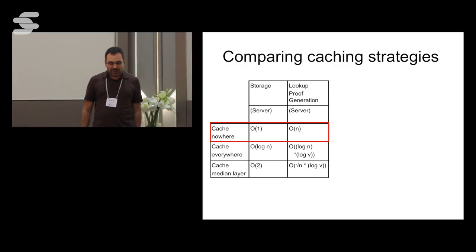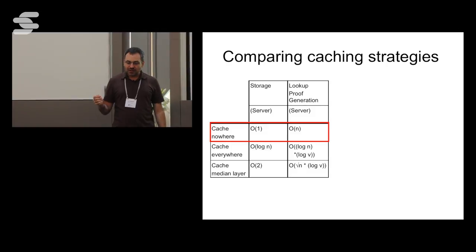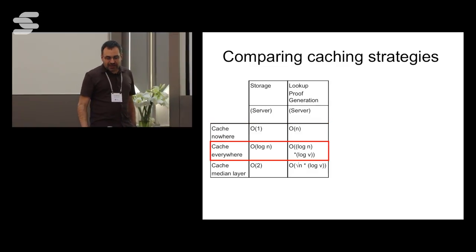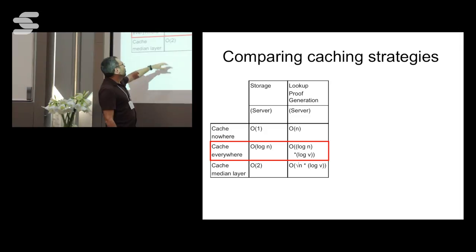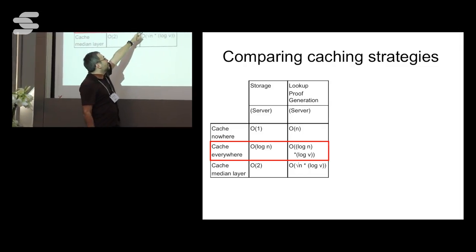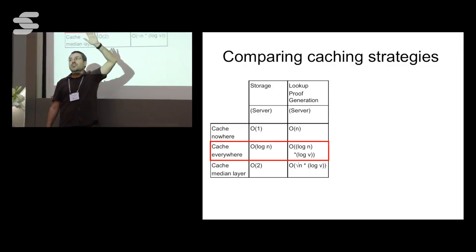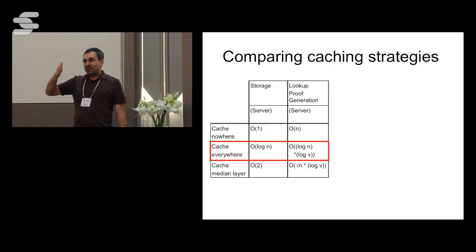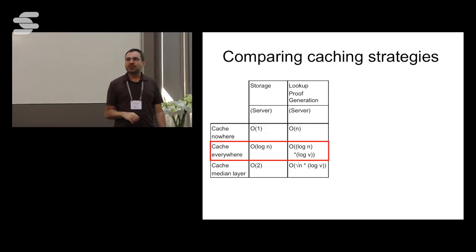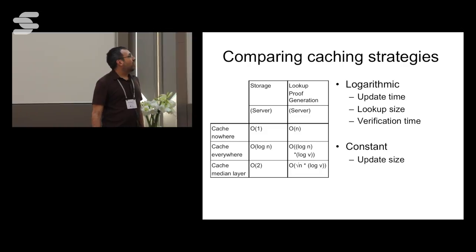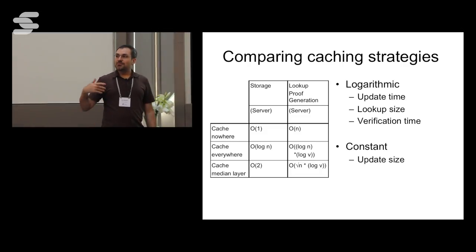If you say no caches, then that means that storage is constant, which is great, but generating a lookup proof is order n because I have to dig all the way down. Whereas if I keep my caches everywhere, now I have to do logarithmic work to update my cache. But now my proof generation is log n log v. Yeah, n is the total amount of events that I'm storing, and v is the number of versions. So if time goes in big jumps, then I get some benefit here. So anyway, suffice to say that I have choices. And if I'm deploying a server like this, I can tune it.